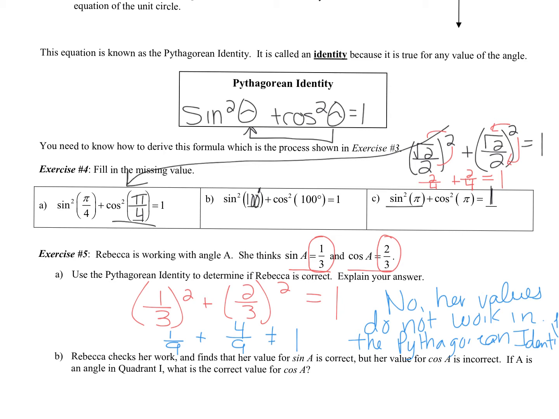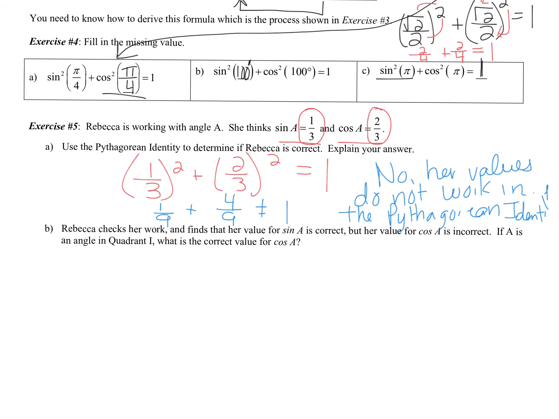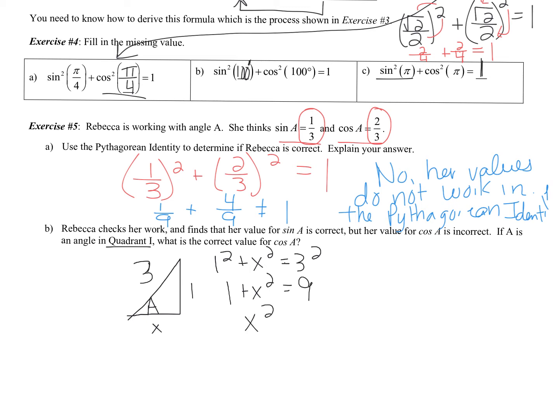So now it says Rebecca checks her work and she realizes that her value of sine A is correct, but her value of cosine A is incorrect. So what she's going to do is she's going to draw a triangle. And it does say quadrant 1, good. Otherwise we wouldn't really know the signs of this. So if this is A, the sine A is 1/3. If I'm going to solve for this side so I can find the adjacent side, we are going to get that side squared is equal to 8. And when we take the square root, 8 is 4 times 2, so this is 2 radical 2. So now we know that the cosine of A is really 2 radical 2 over 3.